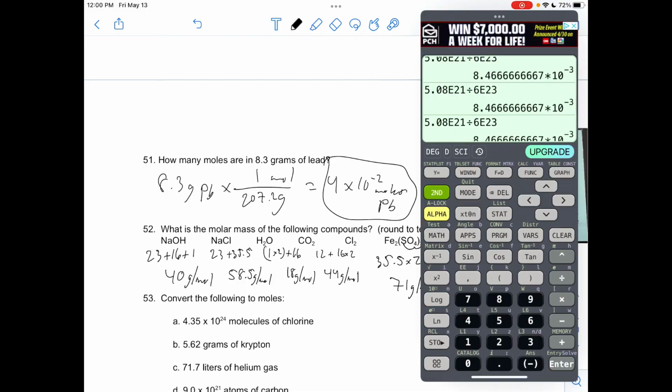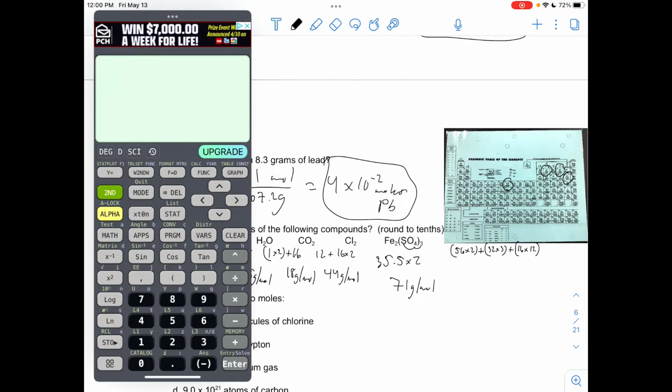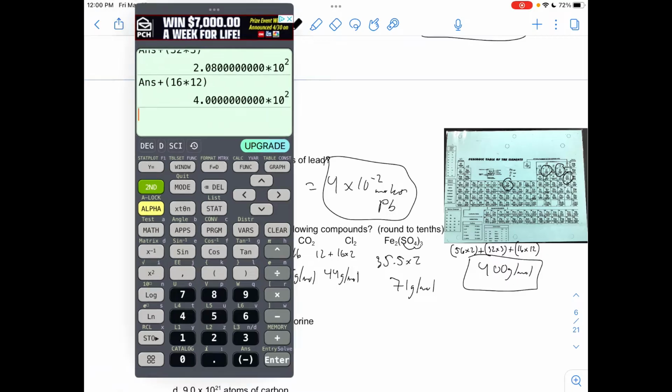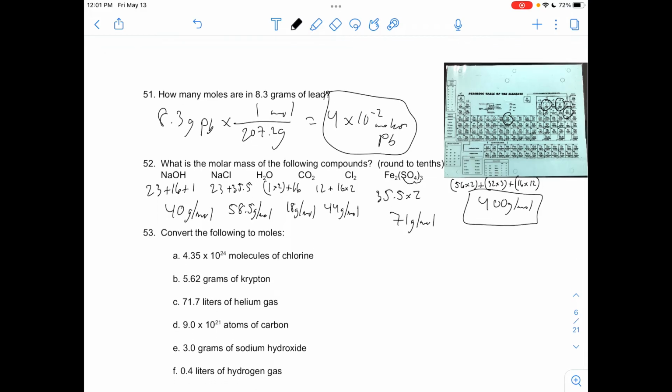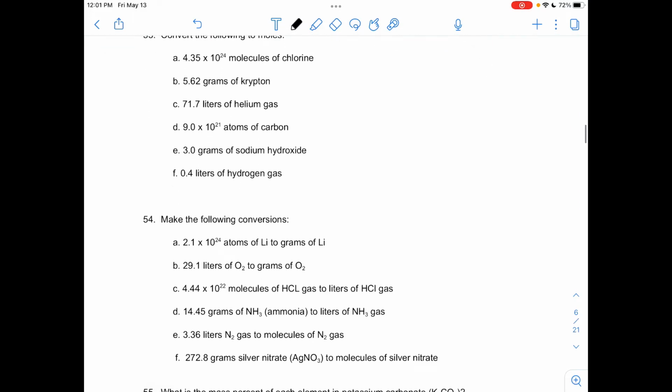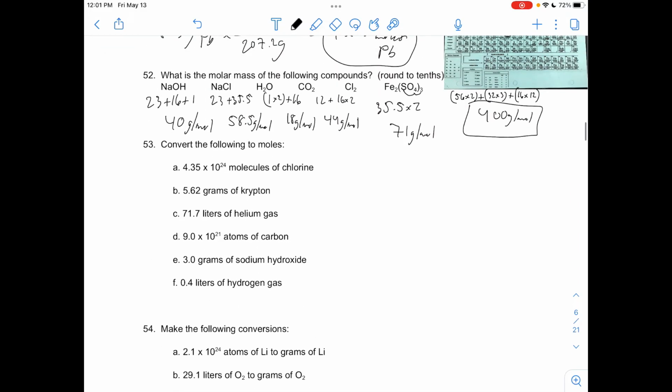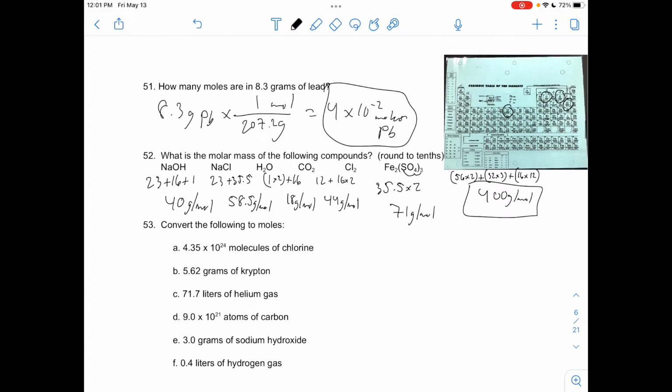Alright, so I'm going to get my calculator again. 56 times 2, added to 32 times 3, added to 16 times 12, is 400 grams per mole. Okay, so that's how we find the molar mass, so that we can use that for calculating our moles. Okay, continuing on.